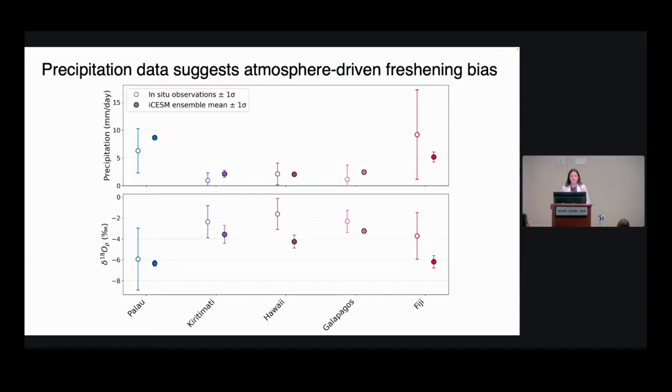When we look at precipitation data, so I'm showing in situ precipitation amount and delta 18O of precipitation, we see a possible atmospheric-driven freshening bias. As across all sites, we're seeing a more depleted delta 18O of precipitation in ICESM as compared to the observations, which would suggest a more enhanced amount of rainout at the sites in ICESM than in our observations.